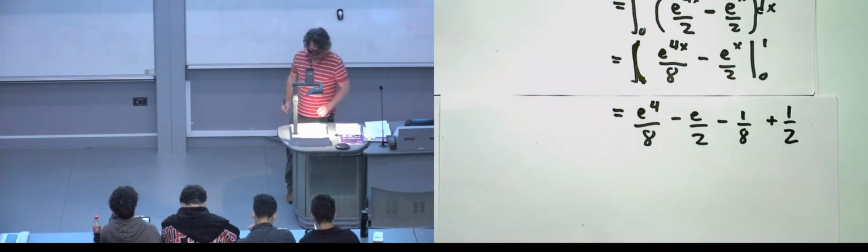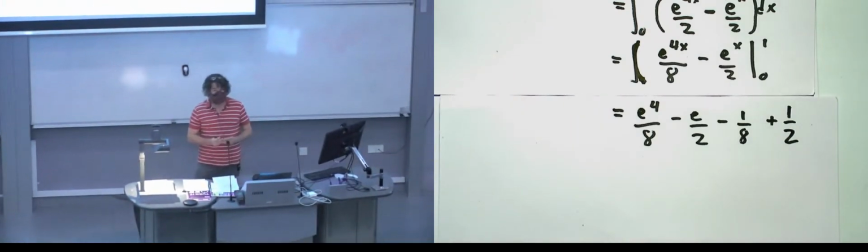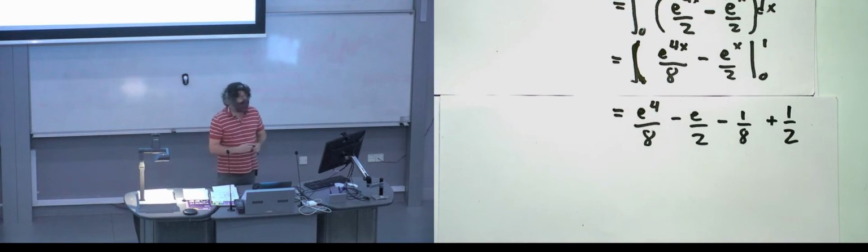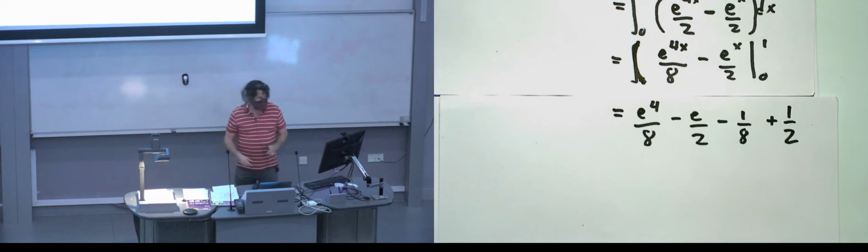Okay, and maybe you can combine those together, but let's stop there. So this is the value of this double integral. This is an example where it's much easier to do the y integral first. In fact, I don't think it's possible to do the x integral first.